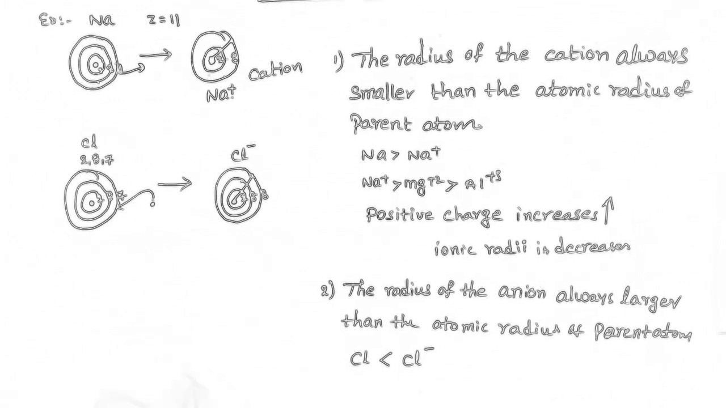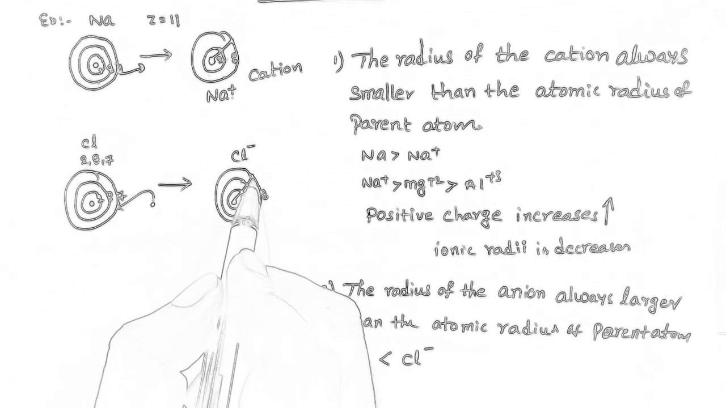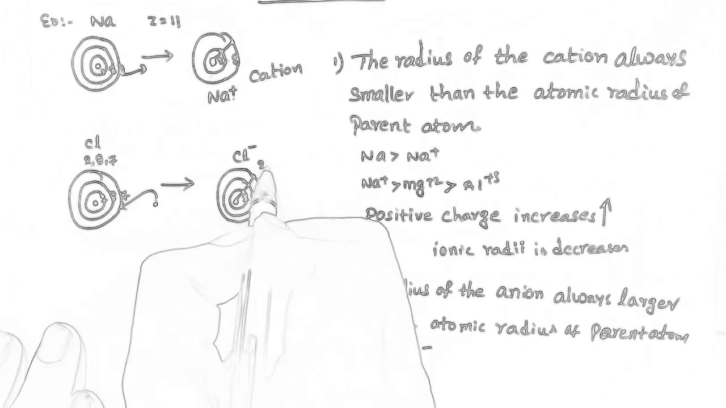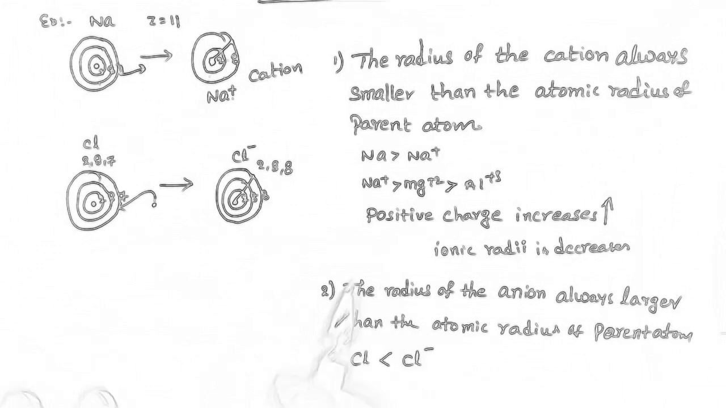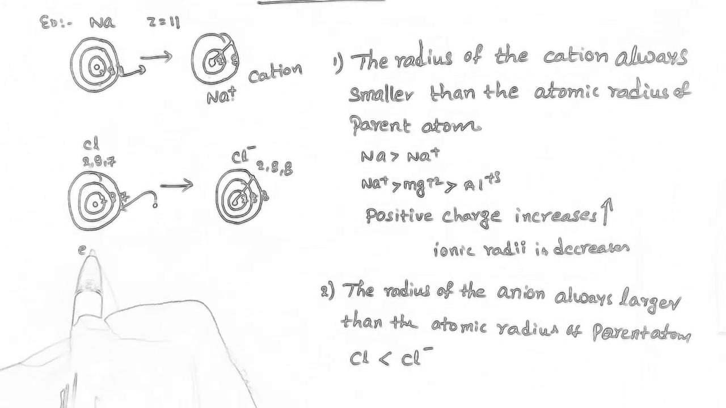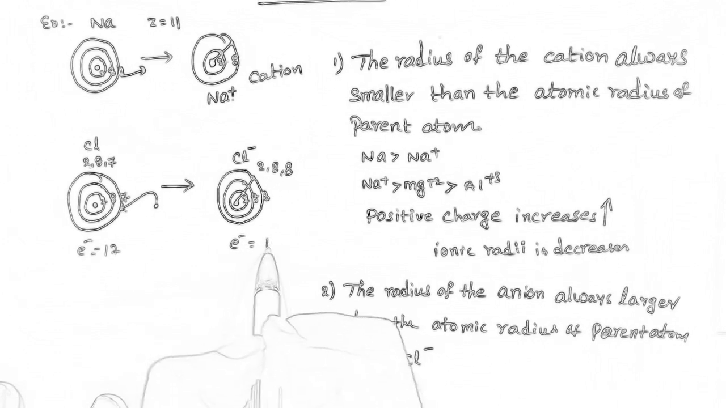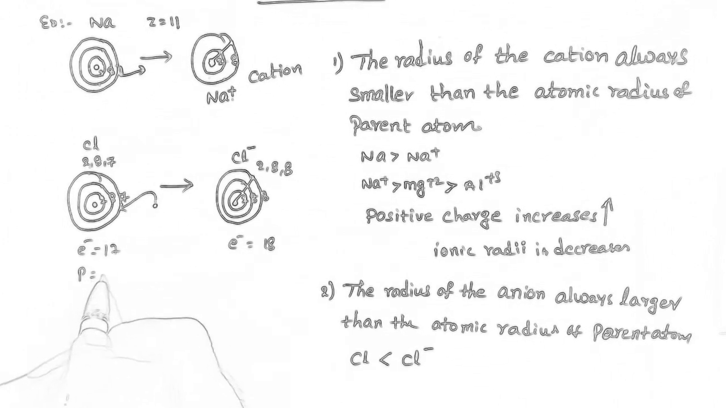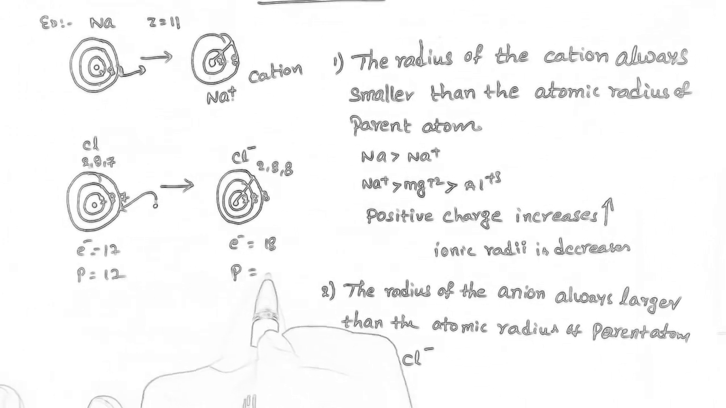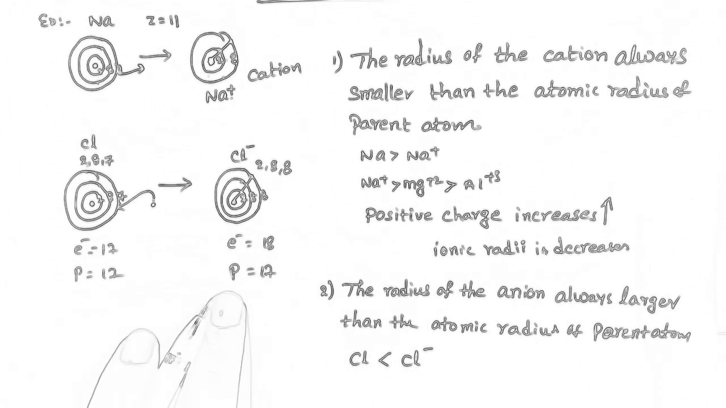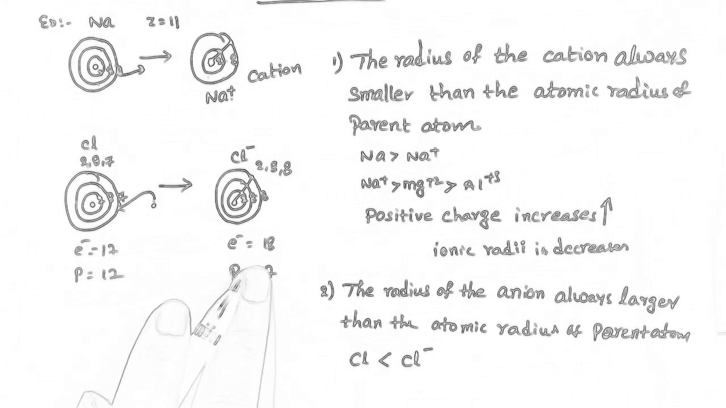Why, tell me? Because for example, chlorine is 2,8,7. Cl minus is 2,8,8. Here how many electrons are there? Electrons are only 17. Here electrons are how many? 18. Protons how many? 17. Here protons are 17 only. Here protons are 17, but electrons are 18.